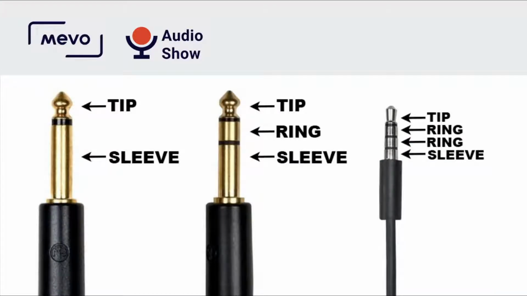So this is a little diagram just showing you the different types of connections that you can use with the Mevo. The two on the right may look a little bit bigger, but that's just because I wanted to show you what they look like. That's a 1/4 inch jack, but these will also come in 3.5 millimeter as well.